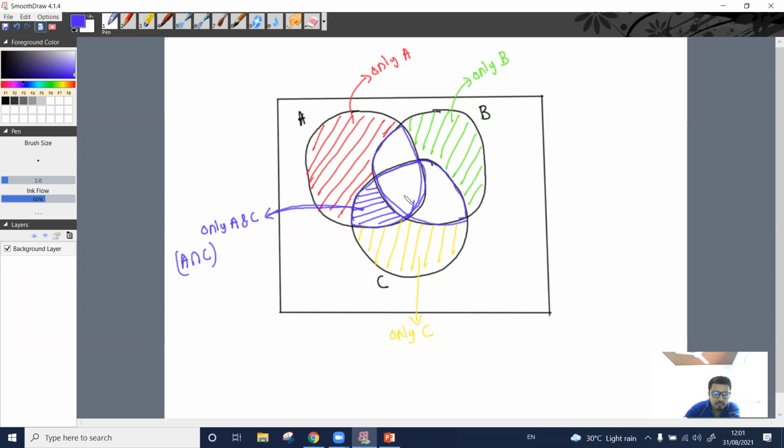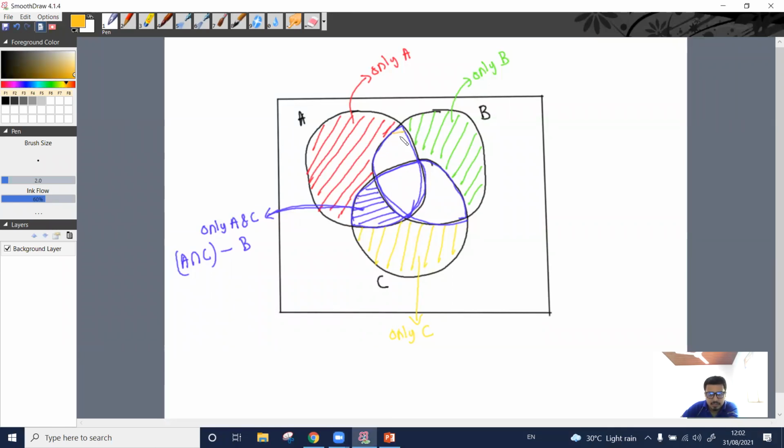From that, we have excluded the part that belongs to B. How can we write that? Minus B. From this, we have removed the part that belongs to B anywhere. So only A and C can be written as A intersection C minus B. Right.